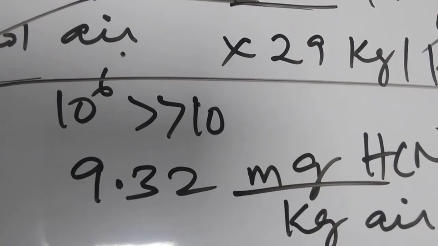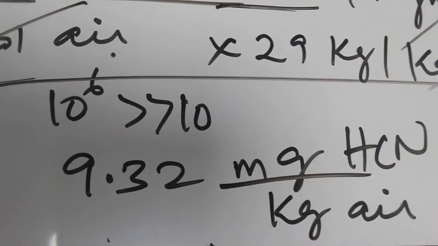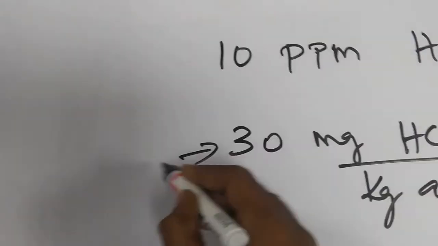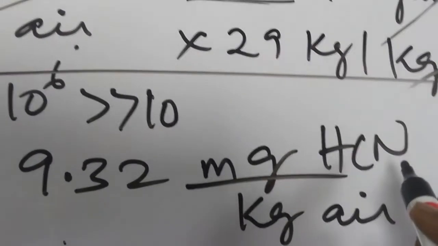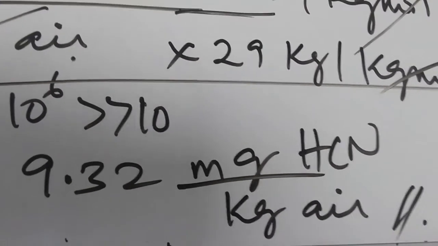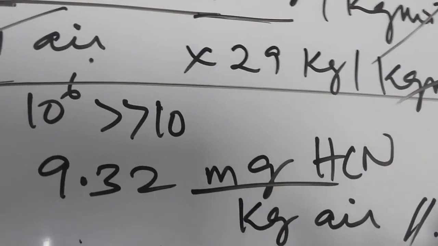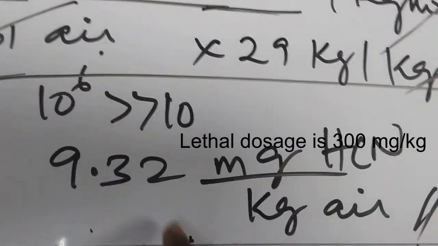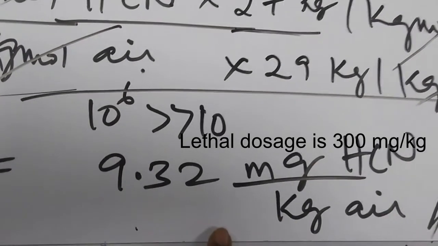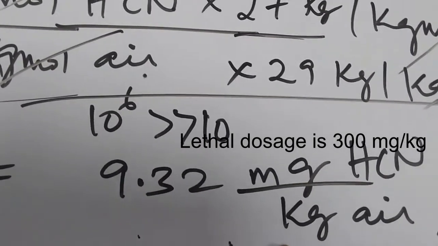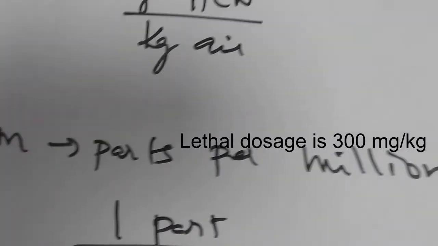Second part is lethal dosage is given as 300 milligrams per kg of air. Lethal dosage is 300 milligrams, this is the lethal dosage, and we have a current value which is equal to 9.32 milligrams of HCN per kg air. So what fraction it is then? How to find the fraction? So this current value divided by lethal dosage. So the current value is 10 ppm, that is equivalent to 9.32 milligrams of hydrogen cyanide per kg air, divided by the lethal dosage.